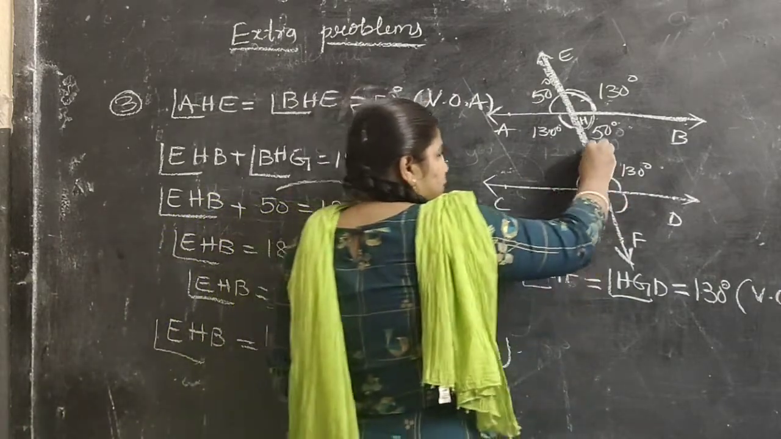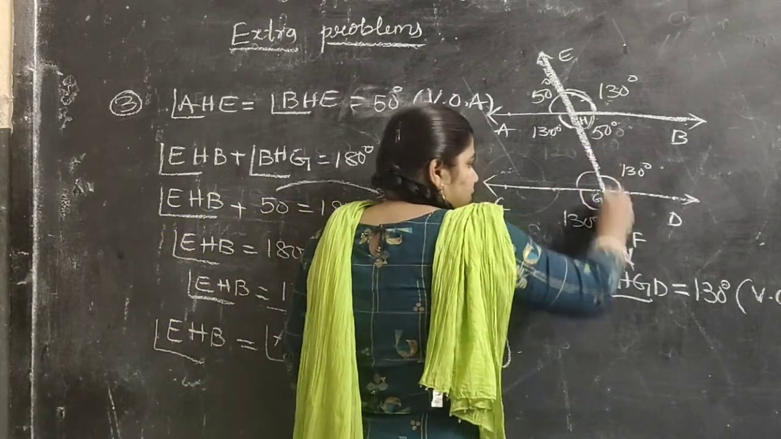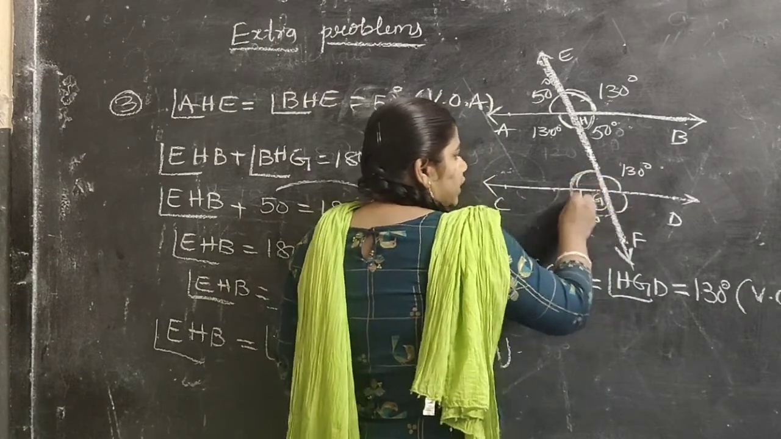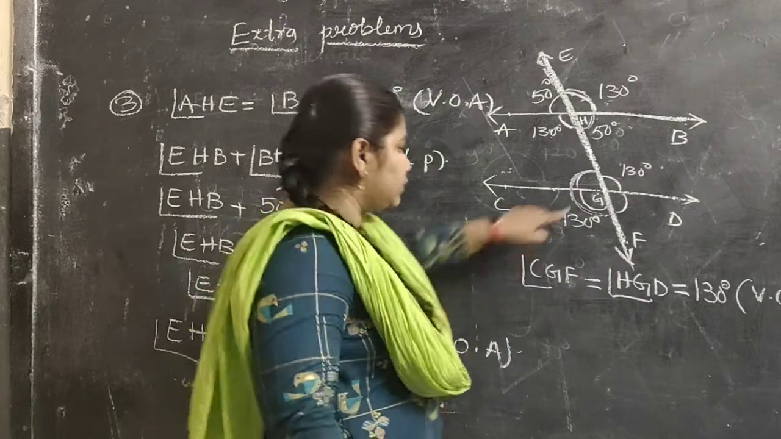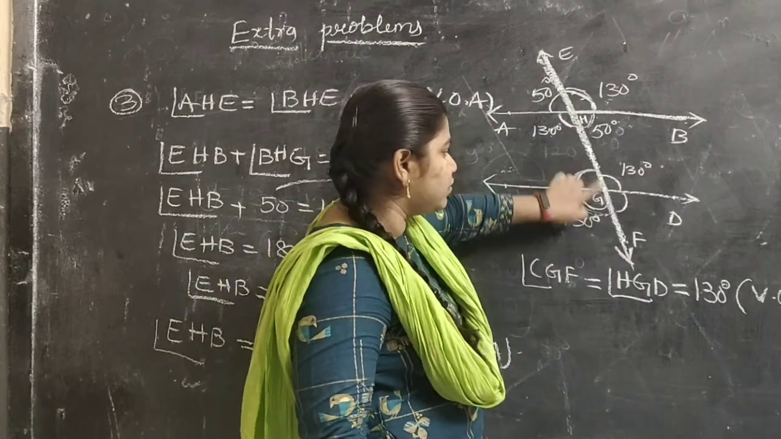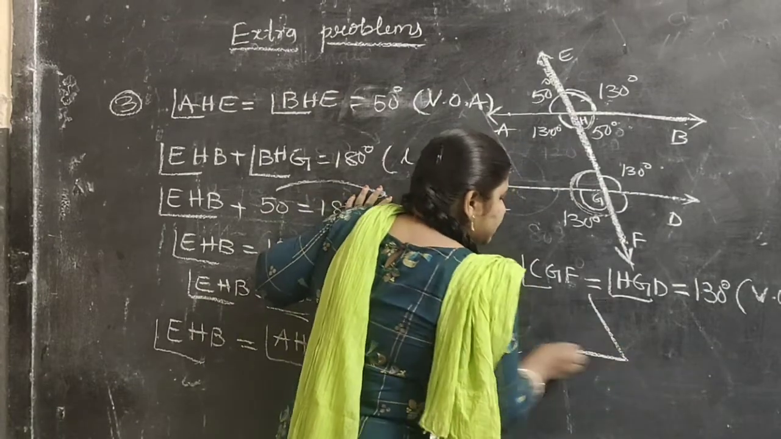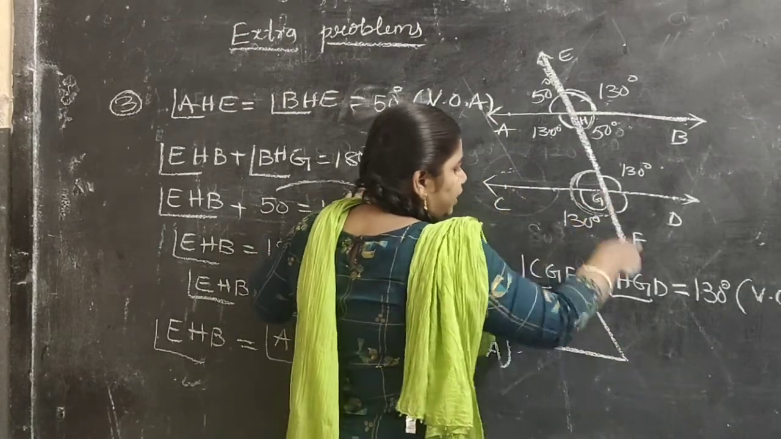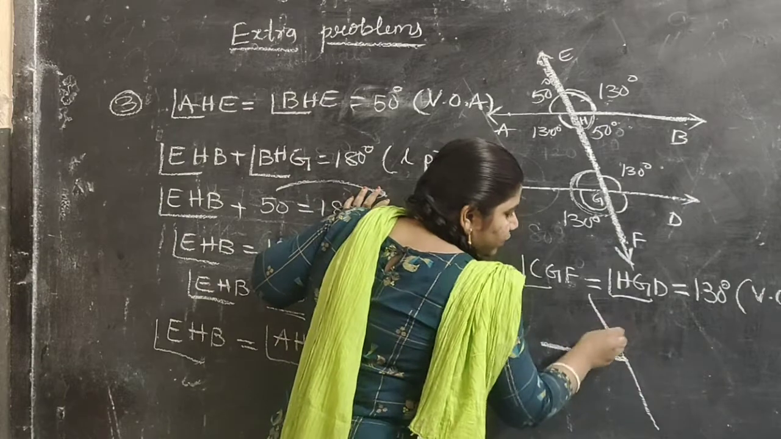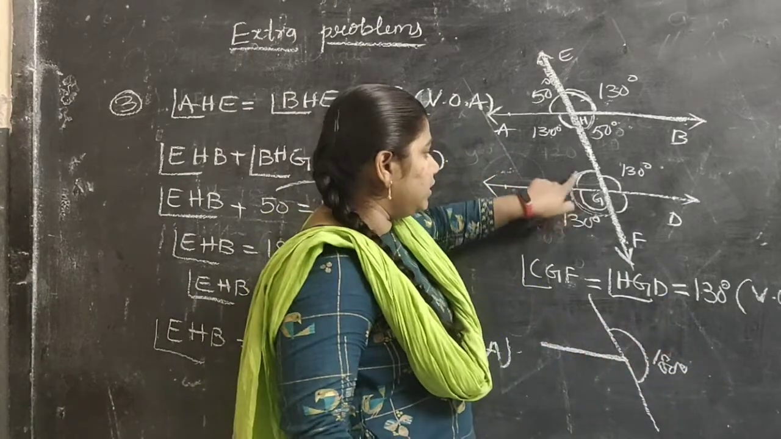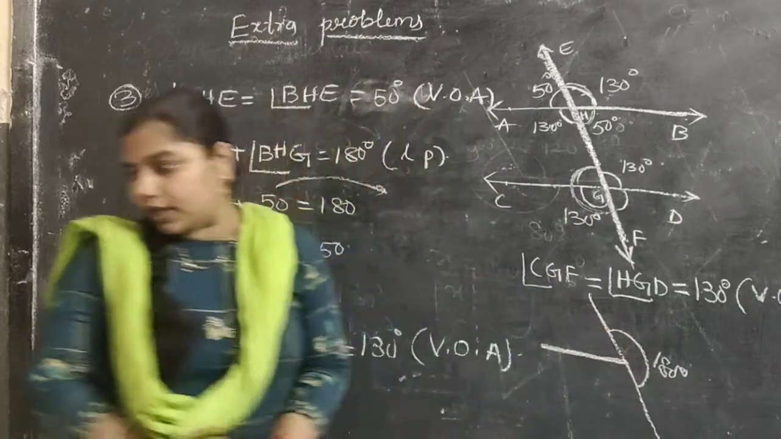So I am taking this one as a linear pair. This one is a linear pair. So if you add these two angles, that should be equal to 180 degrees. It is forming one linear pair. That means it is a straight line. That is AGC and CGF, forming one linear pair here. That is equal to 180. So if you add these two angles, that should be equal to 180 here.